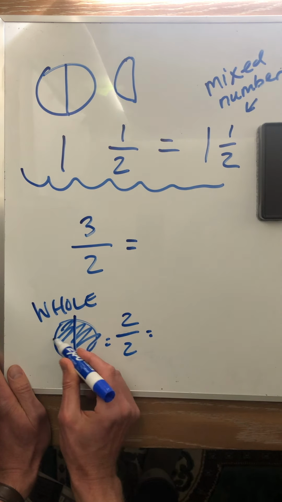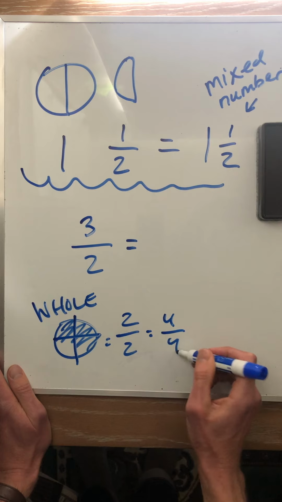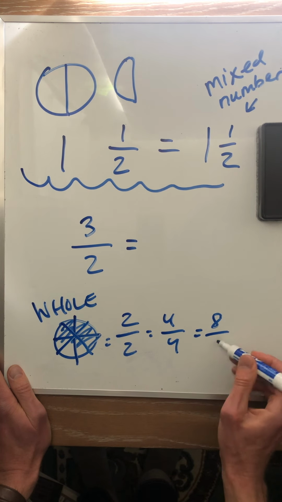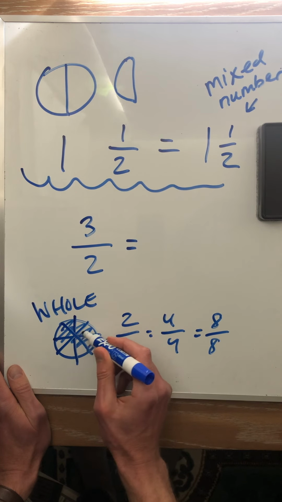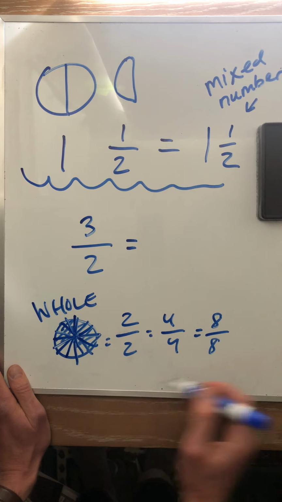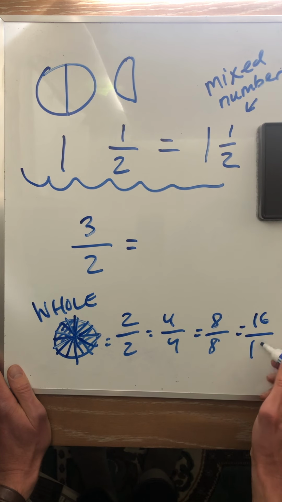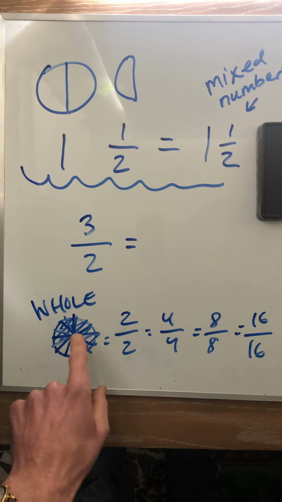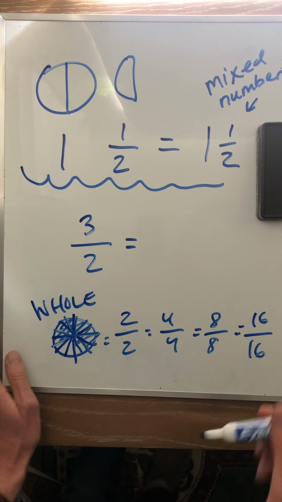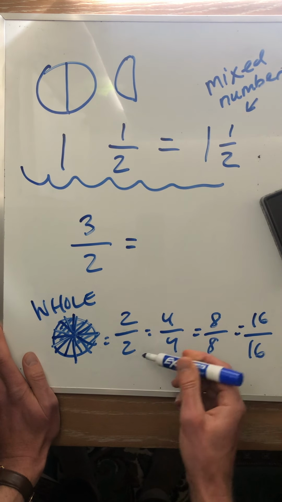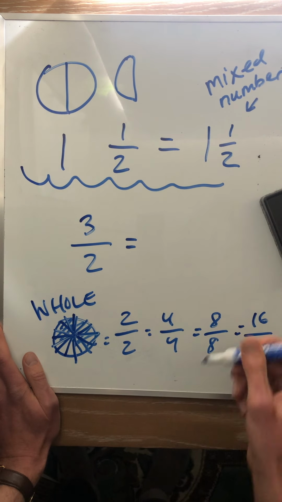It could be in fourths, which would be 4/4. It could be in eighths, which would be 8/8. It could be in sixteenths, and I'd have 16/16. All that means is that however many times it's been divided up, I have all of them. So a whole is just the same number on top and bottom.